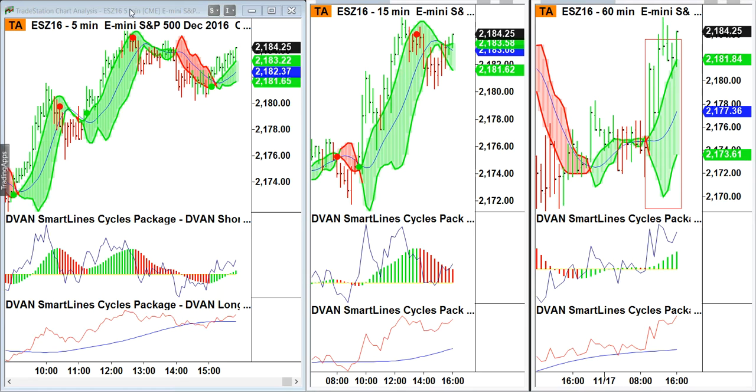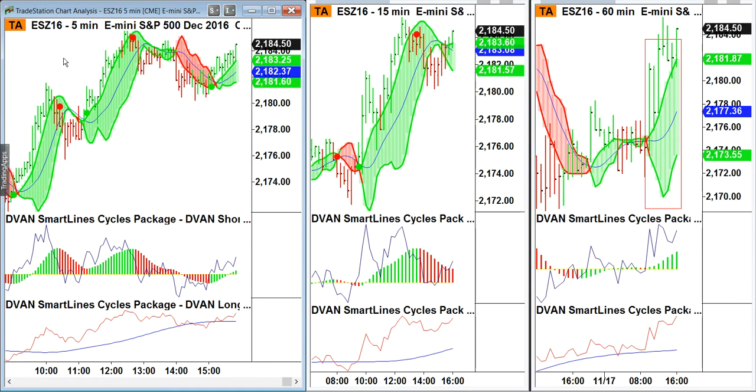Today we are looking at the DVAN SmartLines package available on the TradeStation Trading App Store. Wanted to go over today's trading and possible setups on the E-mini S&P futures contract.